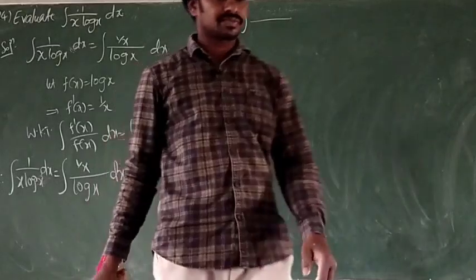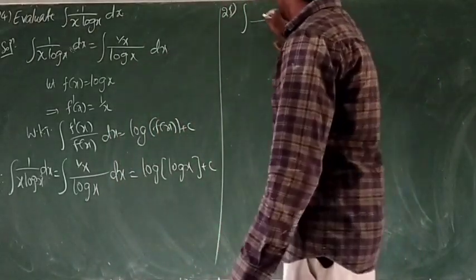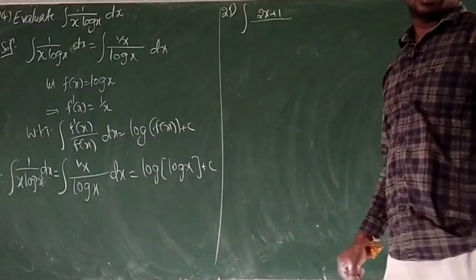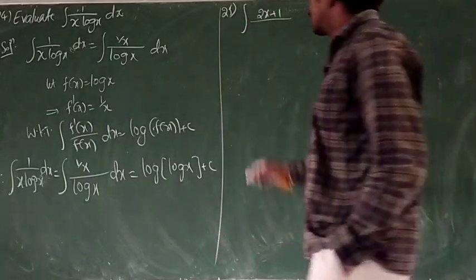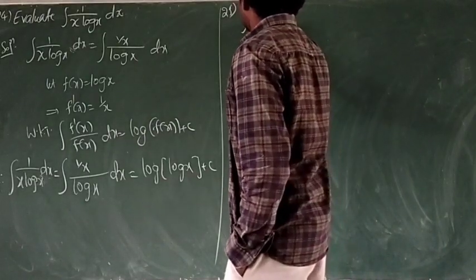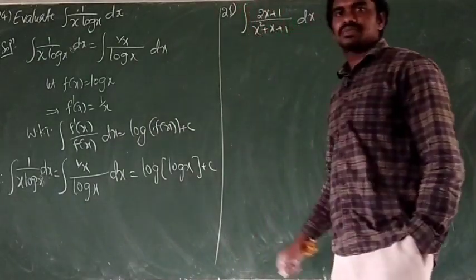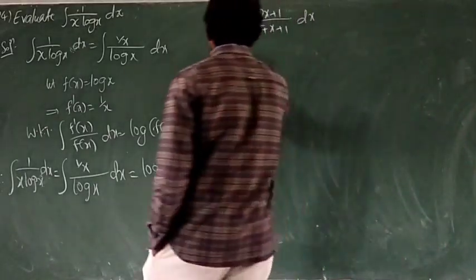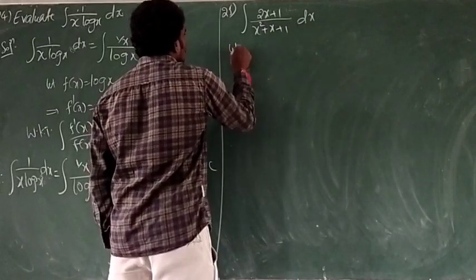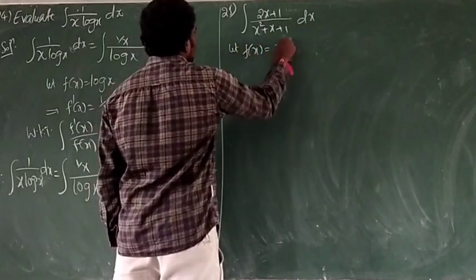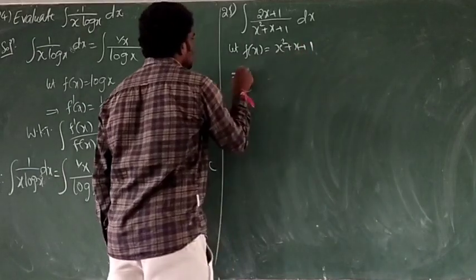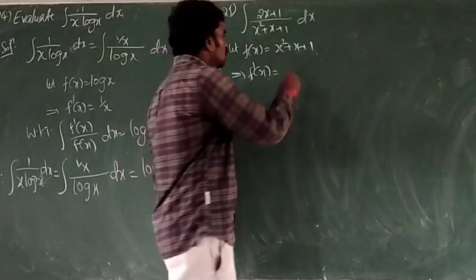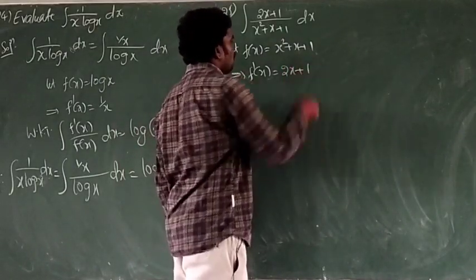Evaluate the integral of 2x plus 1 by x square plus x plus 1 dx. See, the derivative of x square is 2x, the derivative of x is 1. Am I right? So let f of x be equal to x square plus x plus 1. Immediately the derivative f dash of x is, for x square, 2x, plus the derivative of x, 1.